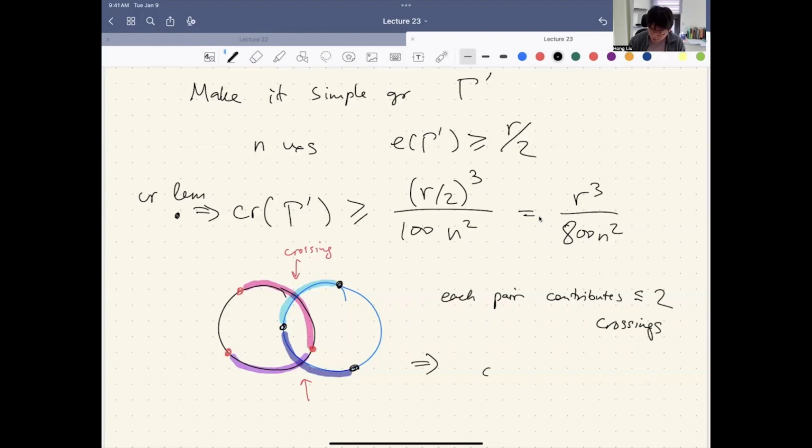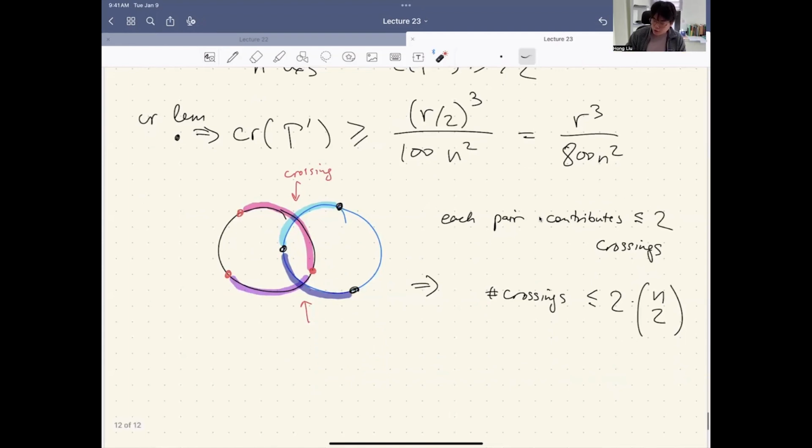This implies the number of crossings in this particular drawing of gamma prime is at most 2 times the number of pairs of circles. And we have n circles, so n choose 2 pairs. So putting these two together, we have the desired bound. Okay. Any question?